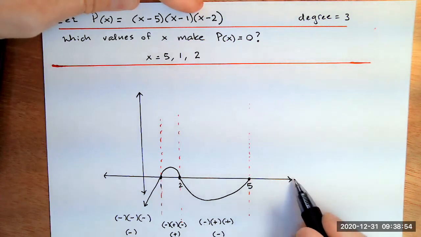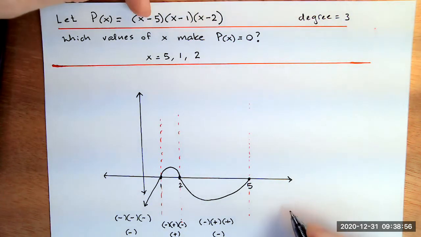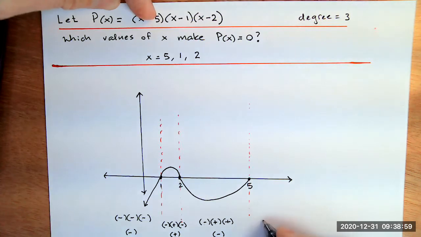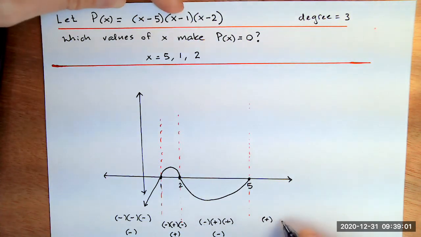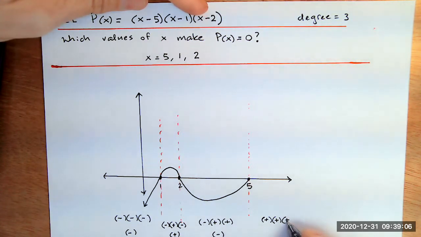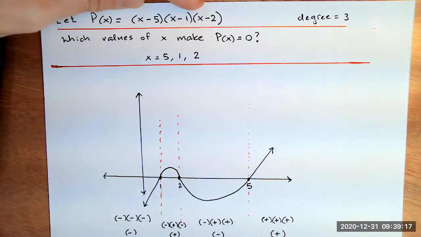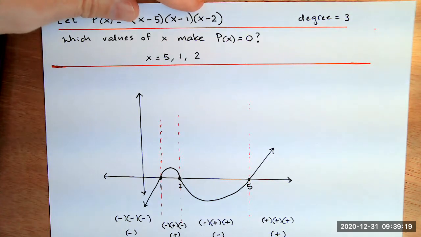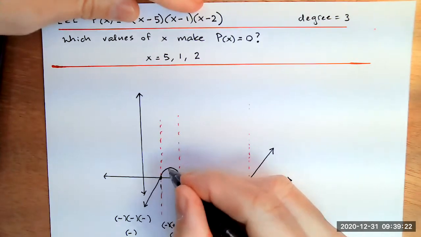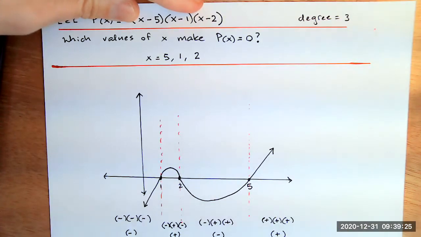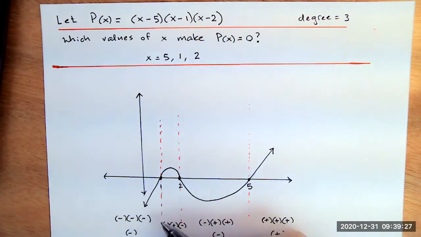And then pick a number greater than 5, like 6. 6 minus 5 is positive. 6 minus 1, positive. 6 minus 2, positive. A positive times a positive times a positive, positive. And then if you wanted to be really precise, you could plot this actual point about halfway between to get the y value. But really, we just want the general shape.